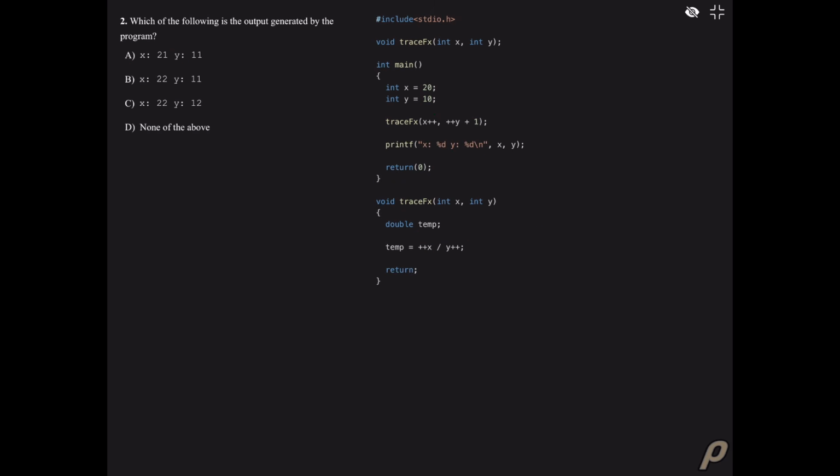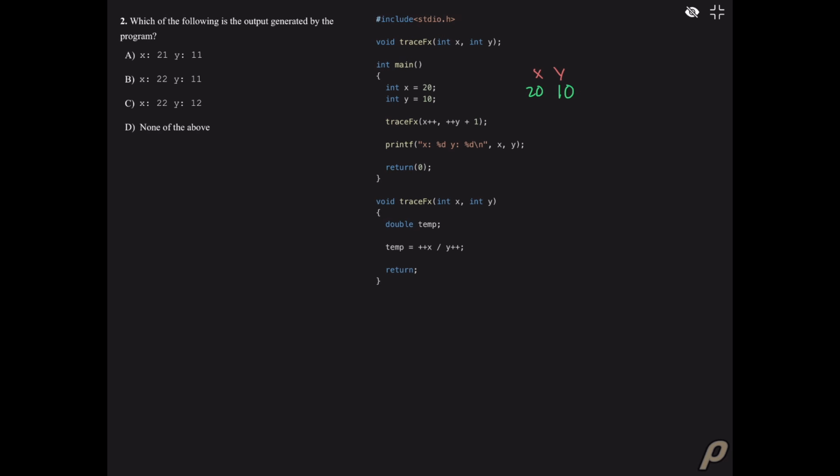So question 2, another code question asking us what the output of the following program is. So let's do the same process. So we get into our main function, we have our x and our y variables, and we'll keep track of those values. So we get 20 and 10. So then we have this trace fx function.